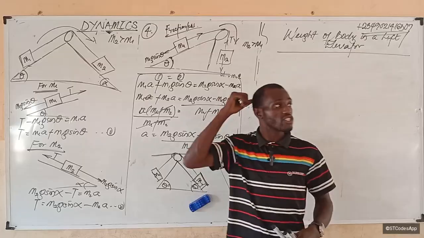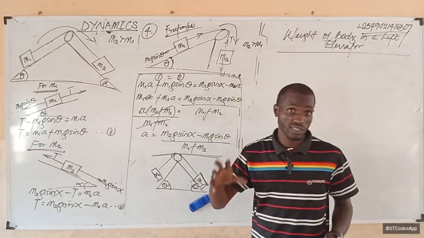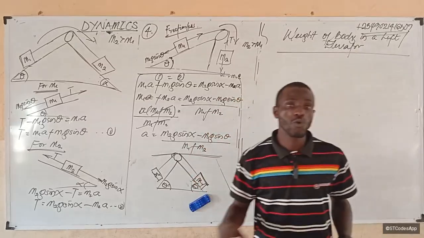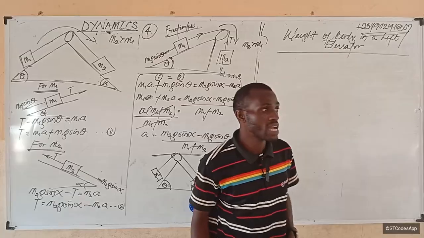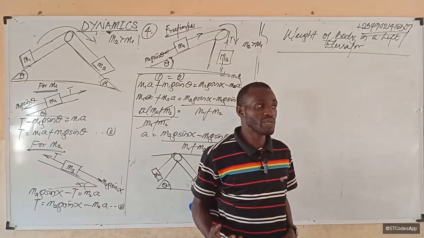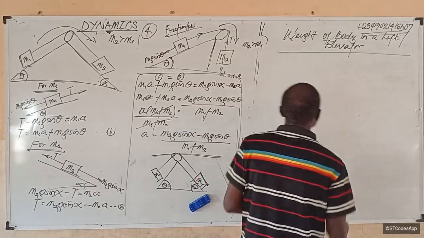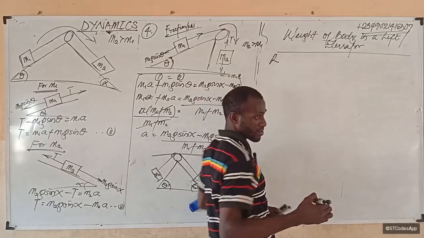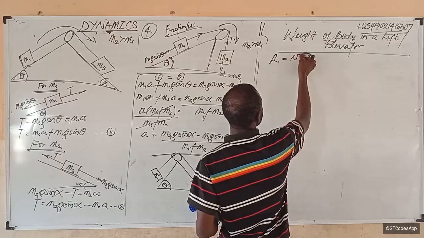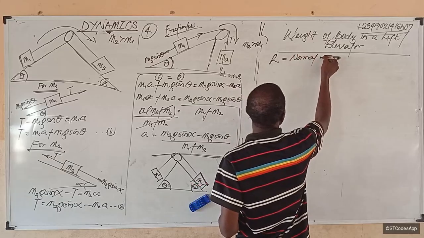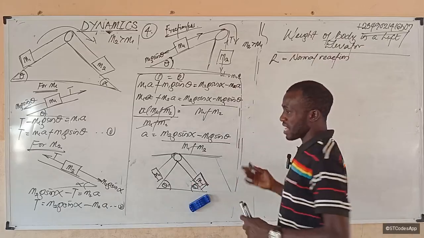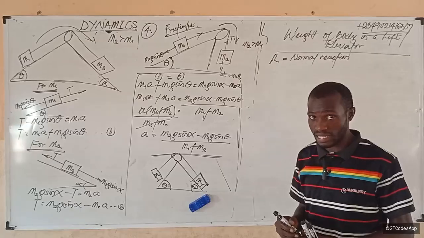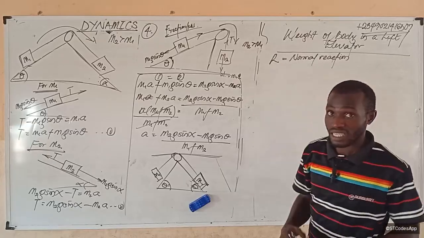How does it change? It changes with respect to the position of the lift, the dynamics of the lift. If you put a spring balance under a person in a lift, what the spring balance will record is the apparent weight of the body, which is R. R is the apparent weight or normal reaction between the sole of the feet of the person and the surface of the spring balance. That's the normal reaction. Is it clear?